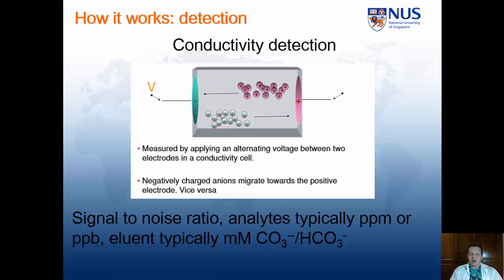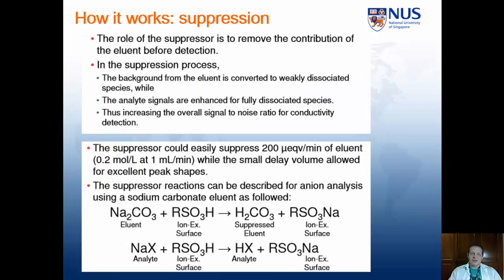So we have the effluent from the column, which is typically millimolar in maybe carbonate or bicarbonate, which is what you'll be using, with maybe a ppm or ppb sample. So a ppm is micrograms per milliliter, a ppb is micrograms per litre. So clearly conductivity is proportional to the relative amounts of ions. You're going to have a huge background signal from the eluent and tiny little bumps which represent the tiny amounts of analytes that you're actually interested in, which leads us to suppression.